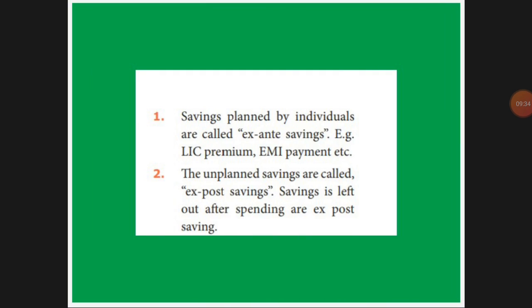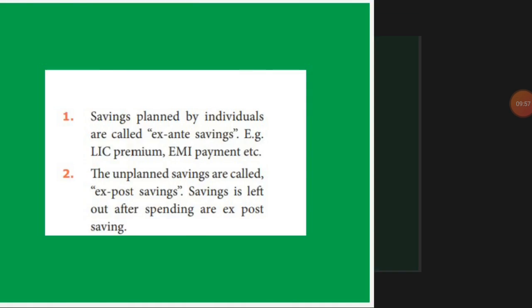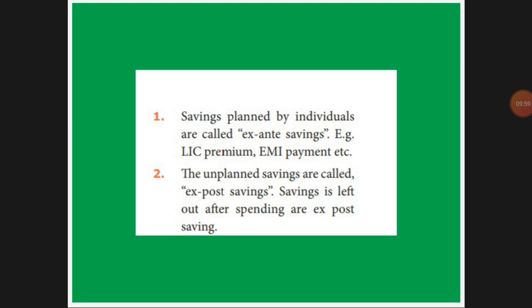Next will come the supply of loanable fund. In the supply of loanable fund, there are four categories. First one is savings. This savings can be divided into two types. First one is already planned: a monthly installment, EMI we have to pay, LIC premium we have to pay, like that, kept in a plan. Next one is unexpected, without planning.